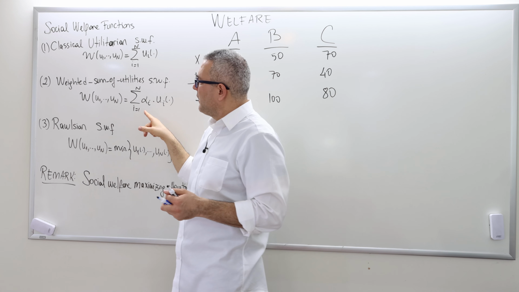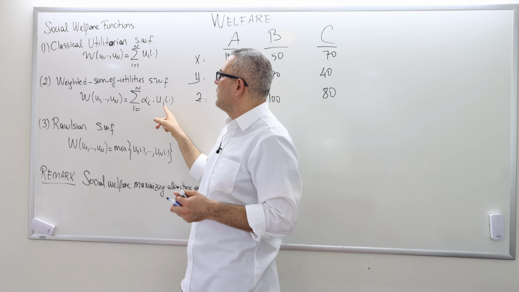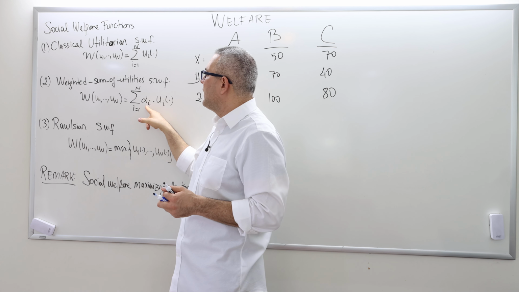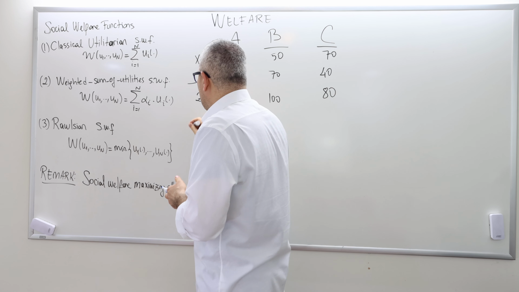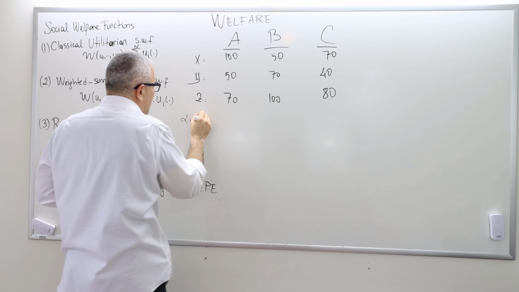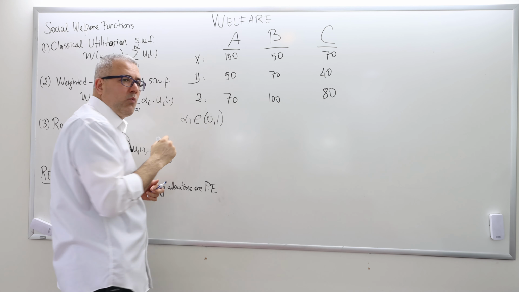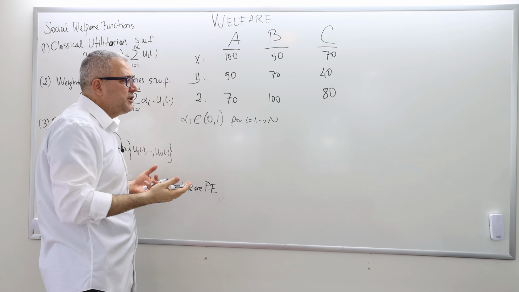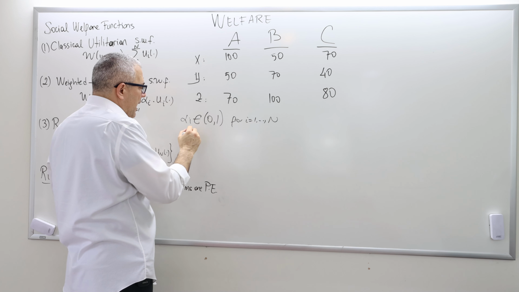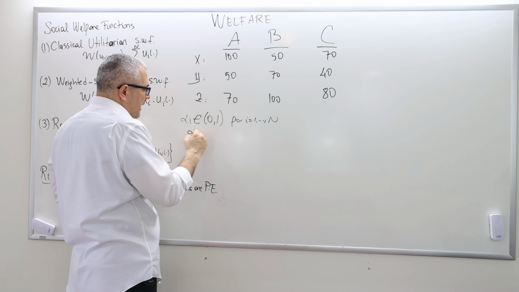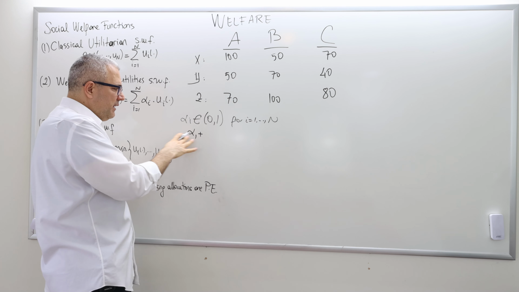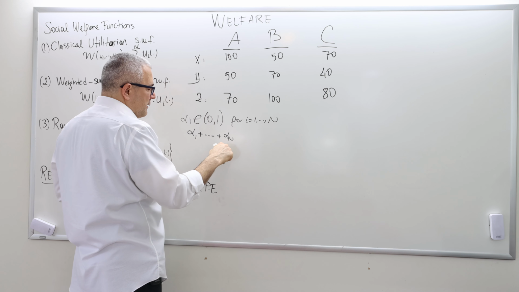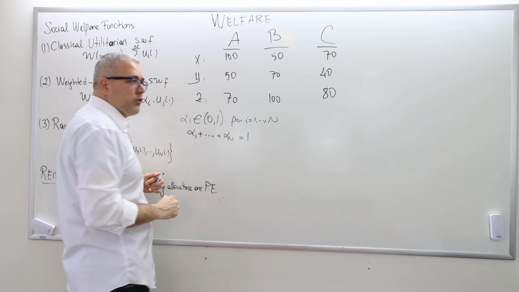The weighted sum of utilities, however, again sums all the agents' utilities, but before we sum them, we multiply each agent's utility by an agent-specific number, alpha i. We usually assume that alpha i is some number between 0 and 1 for every i, assuming we have n agents, where n is greater than or equal to 2. Usually alpha 1 plus all the way up to alpha n equals 1, all right?